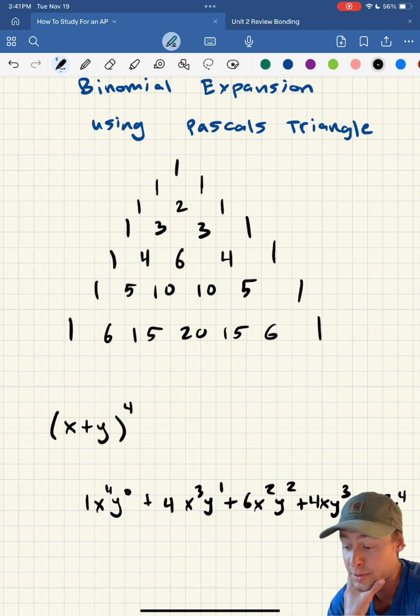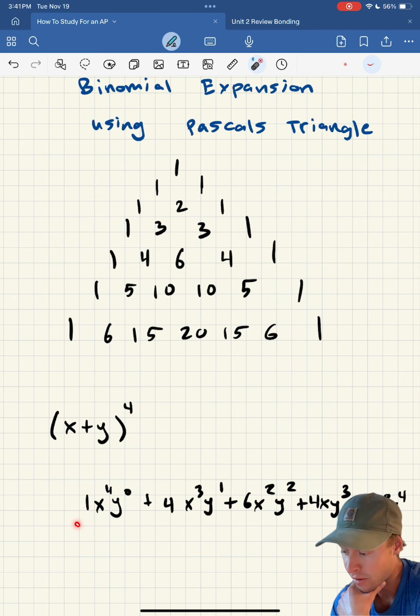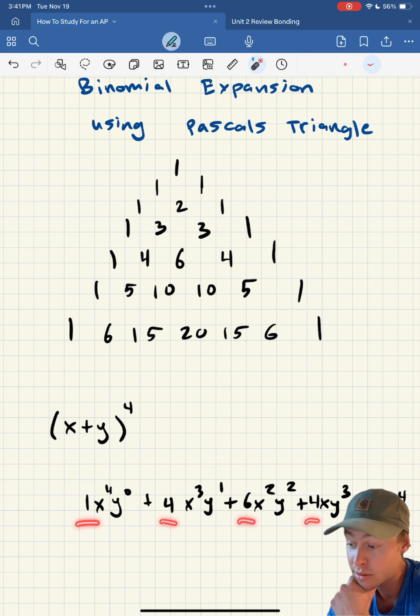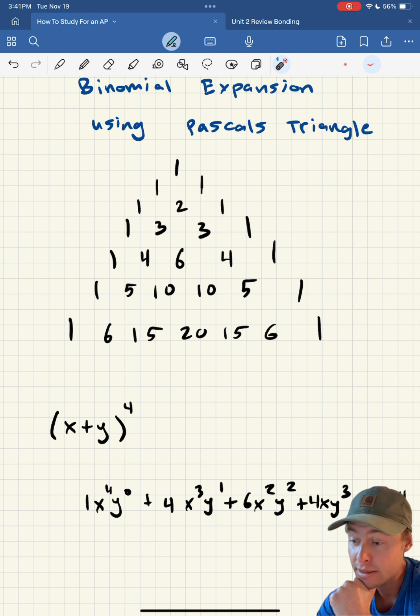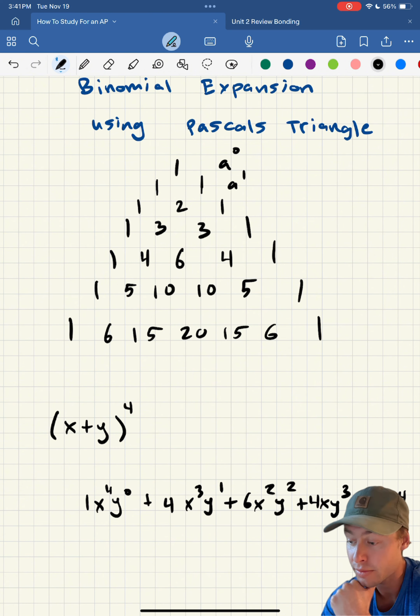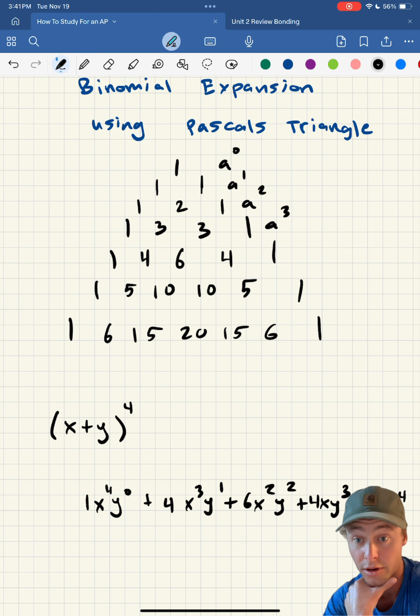So essentially what I'm doing is these coefficients here, 1, 4, 6, 4, 1, those come from this row of Pascal's triangle. Okay, so this row, the top one is for powers of 0. The second one is for power of 1. The third row is for power of 2. The fourth row is for power of 3, cubed. The fifth row is to the fourth. Sixth row is to the fifth.